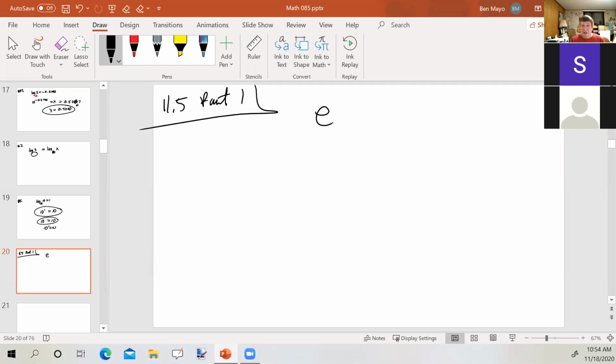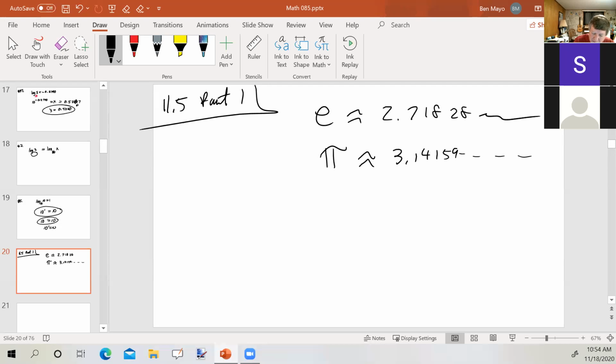Now, e looks like it's a variable, but it's not. It's kind of like pi. Pi is approximately 3.14159, and then it just keeps going, all right? E is approximately 2.71828, and then it just keeps going. So very roughly speaking, pi is a little more than 3. E is less than 3, 2.7-ish, all right?